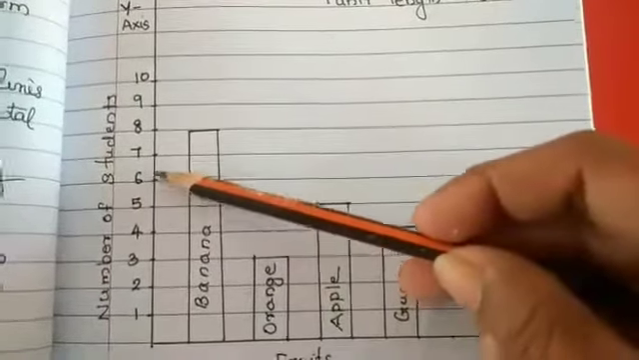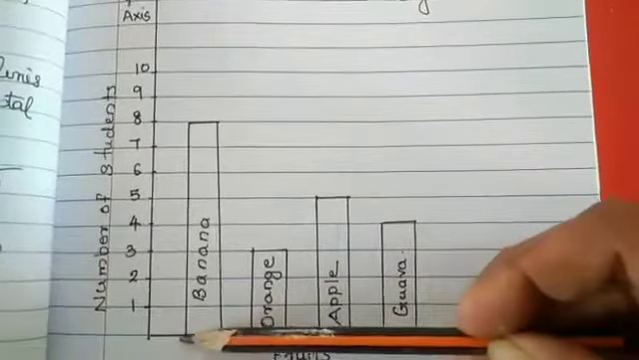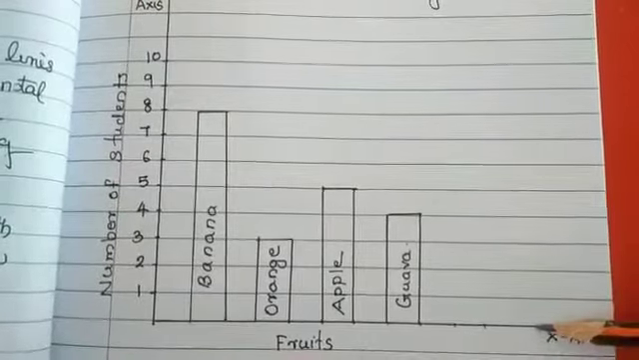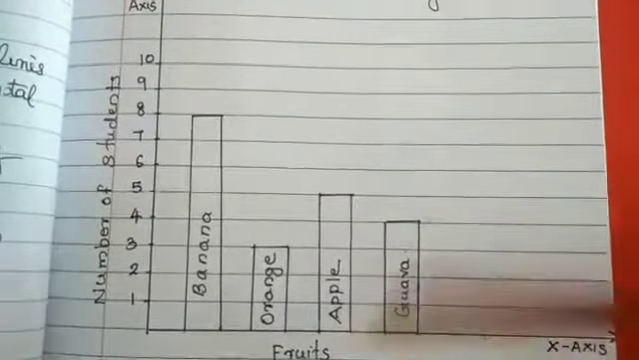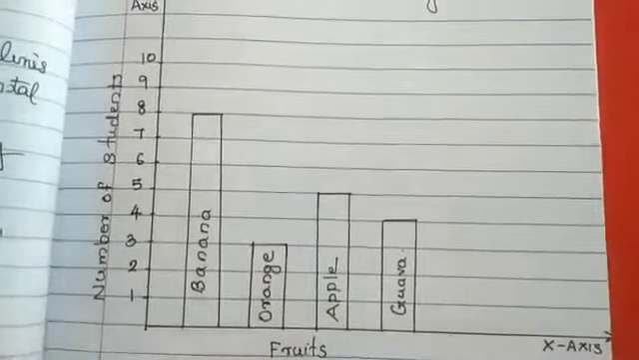This is the vertical line, and this is the horizontal line. This is the first step we have to draw for the bar graph. So, vertical line, horizontal line.